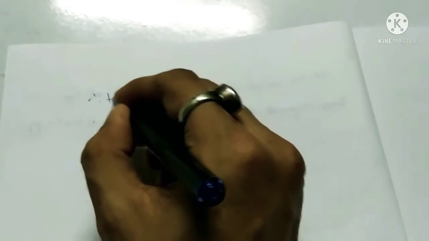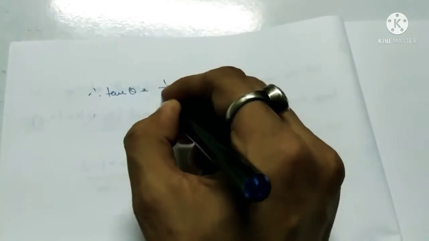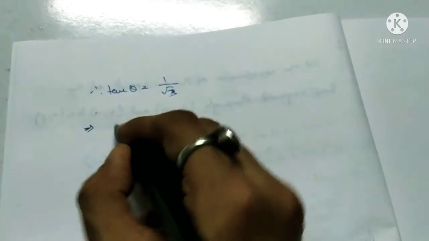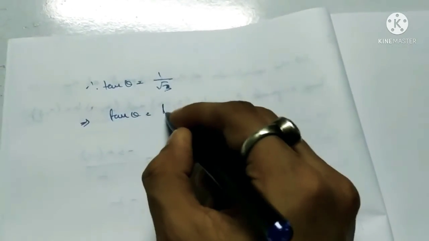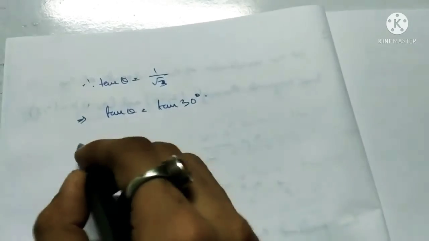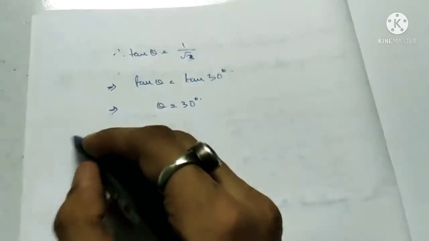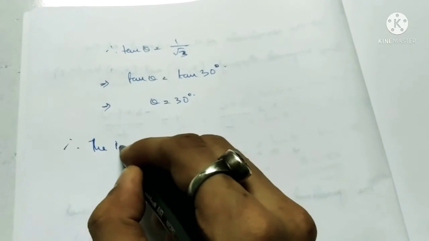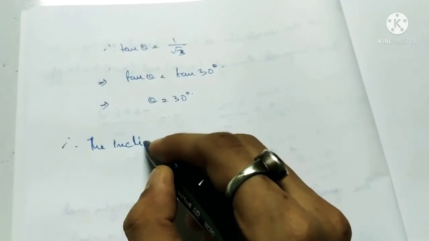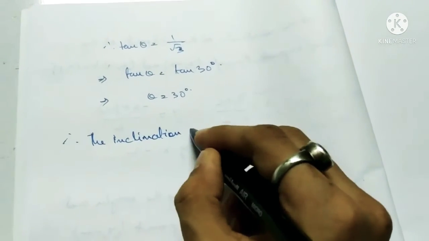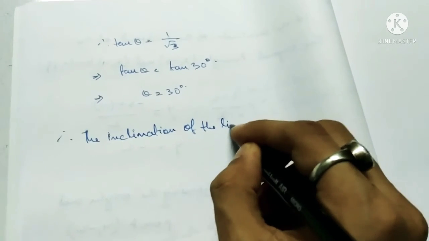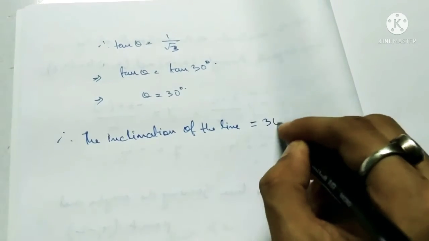Understand? So gradient of the line means what? Tan theta. Therefore tan theta is equals to 1 by root 3, and tan theta becomes 1 by root 3 when the angle is 30 degree, so theta is equals to 30 degree. So therefore the inclination of the line is 30 degree.